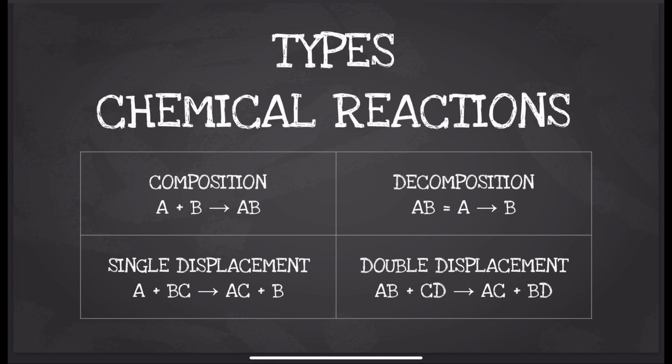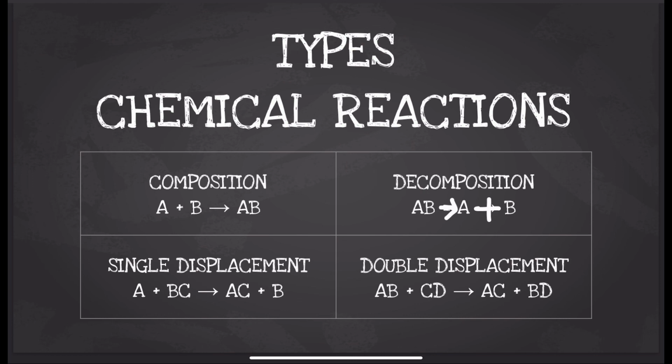Decomposition is the opposite of composition. With composition, we are combining. With this one, we are separating. So from AB, it becomes A plus B.